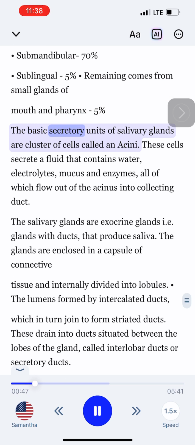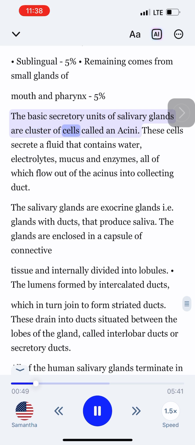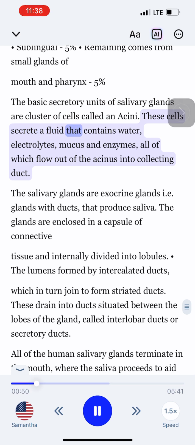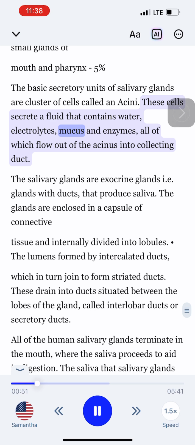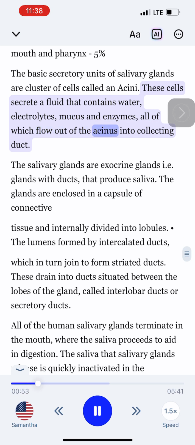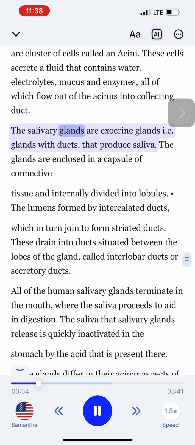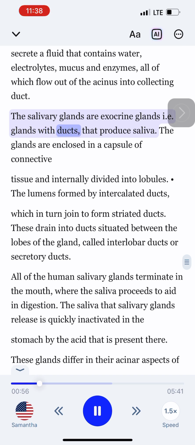The basic secretory units of salivary glands are clusters of cells called acini. These cells secrete a fluid that contains water, electrolytes, mucus and enzymes, all of which flow out of the acinus into a collecting duct. The salivary glands are exocrine glands, i.e. glands with ducts, that produce saliva.